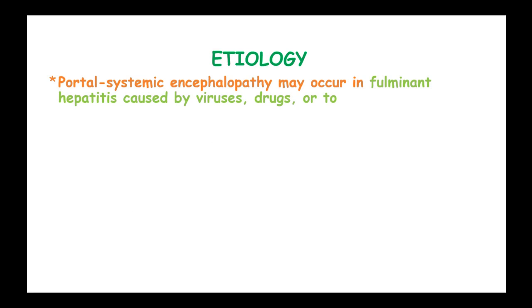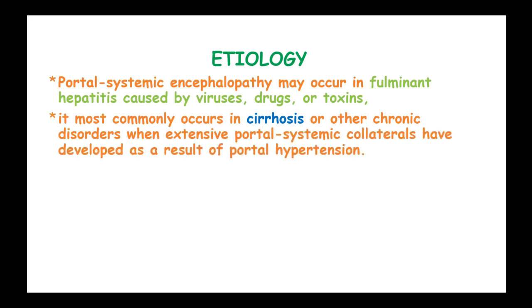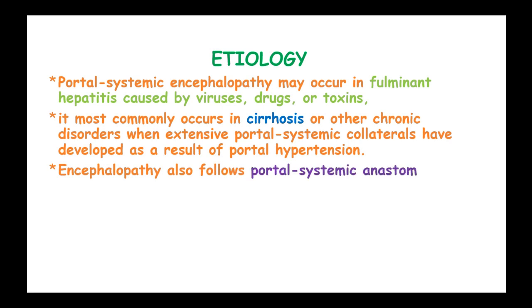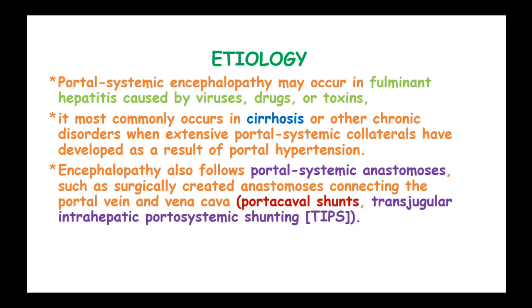Portosystemic encephalopathy may occur in fulminant hepatitis caused by viruses, drugs, and toxins. It mostly occurs in cirrhosis or other chronic disorders when extensive portosystemic collaterals have developed as a result of portal hypertension. Encephalopathy also follows portosystemic anastomosis, such as surgically created anastomosis connecting the portal vein and vena cava, or the portacaval shunts, and transjugular intrahepatic portosystemic shunting, known as TIPS.